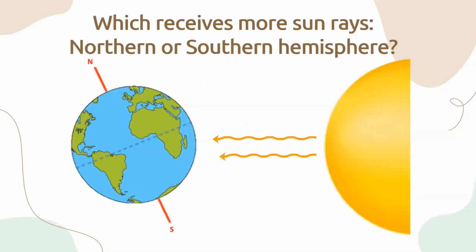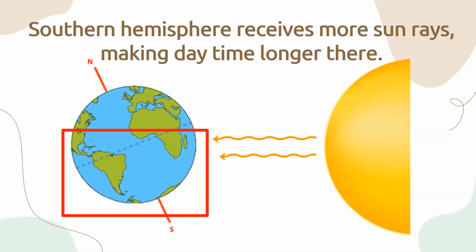Now looking at this diagram, which receives more sun rays, Northern or Southern Hemisphere? Fantastic! Southern Hemisphere receives more sun rays, making daytime longer there.